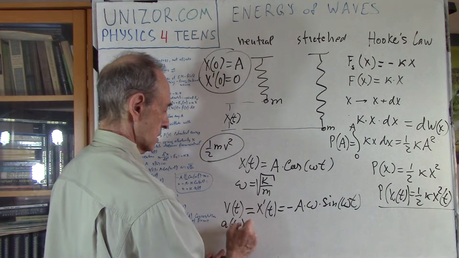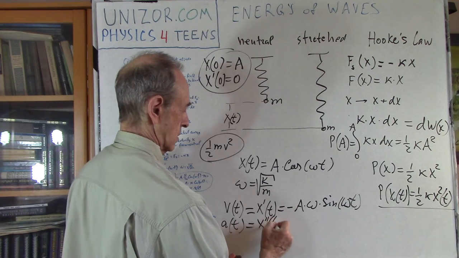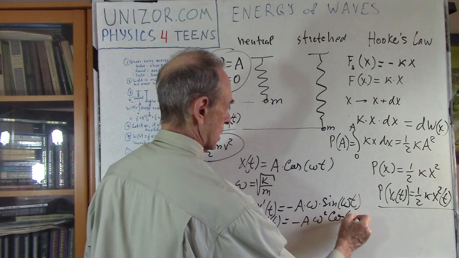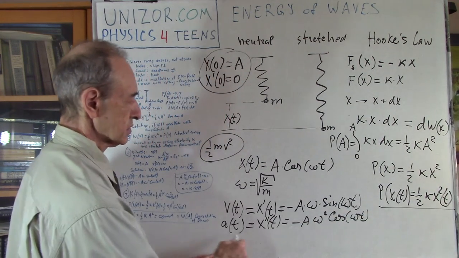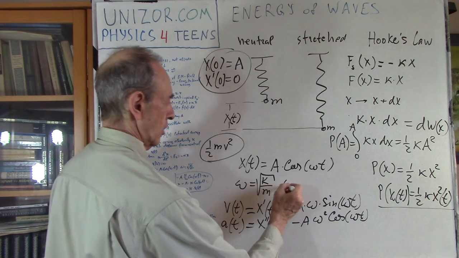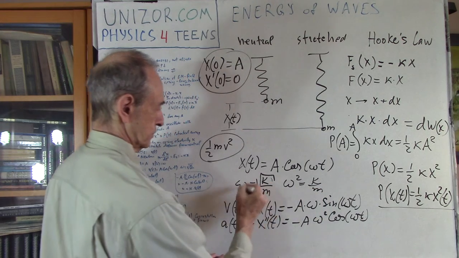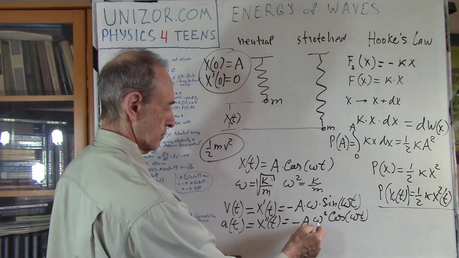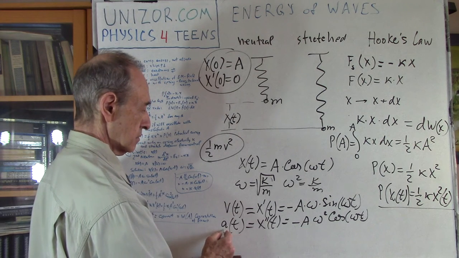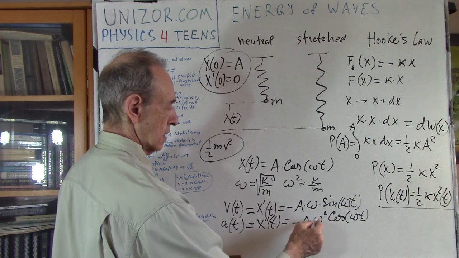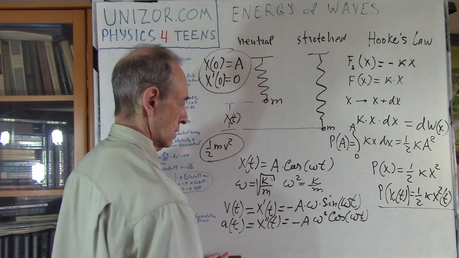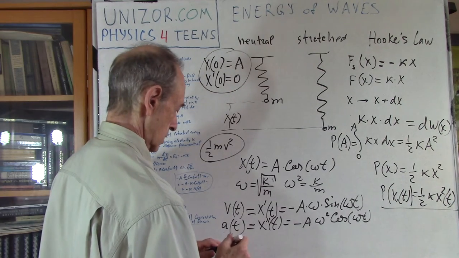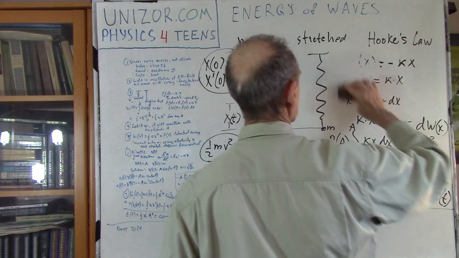My second derivative, which is acceleration, is minus a omega squared cosine omega t. So if I multiply it by m, now what is omega squared? Omega squared is equal to k over m, right? From here. So omega squared is k divided by m. So if I multiply it by m, ma, I will have minus a k and cosine, right? Let me just release some space here.